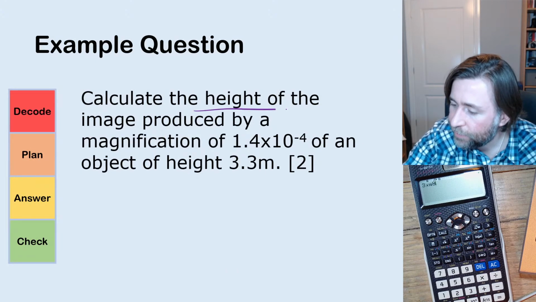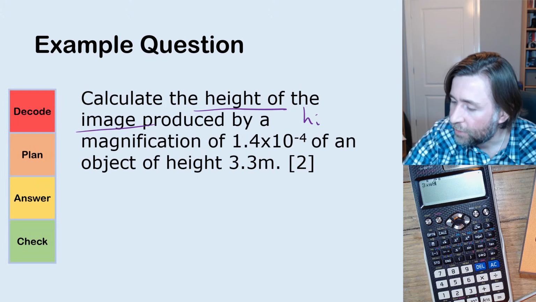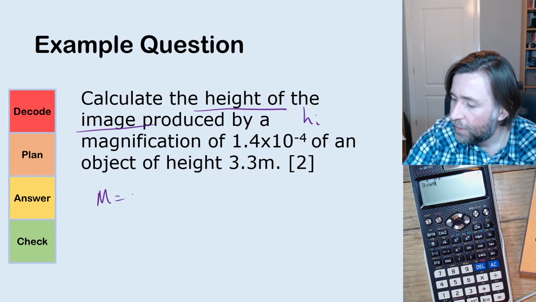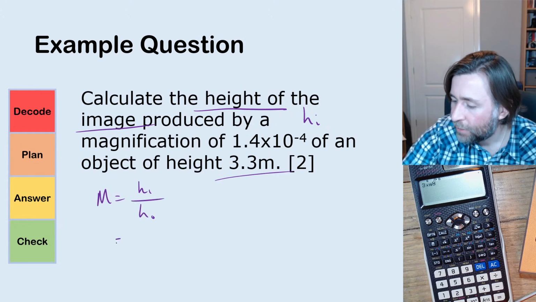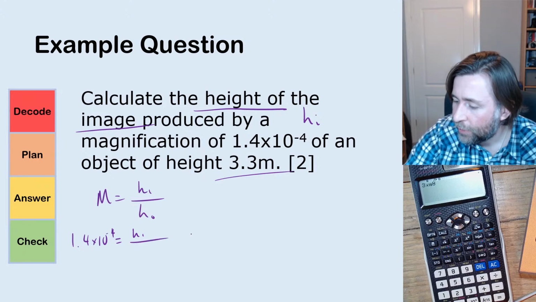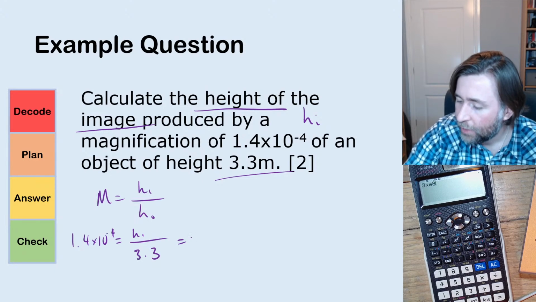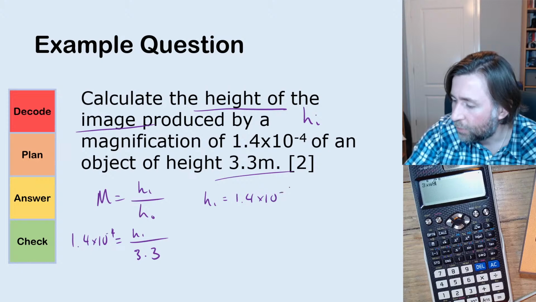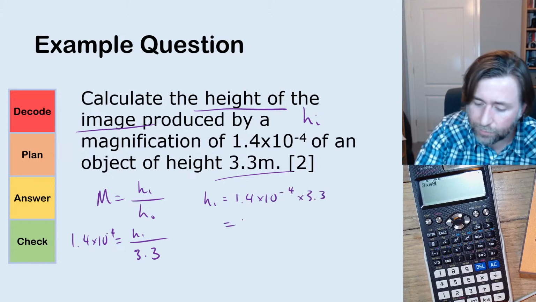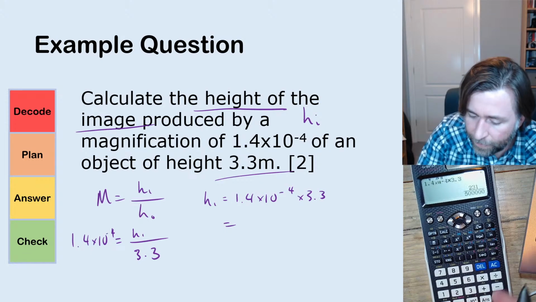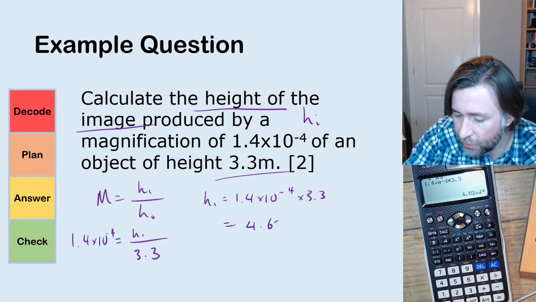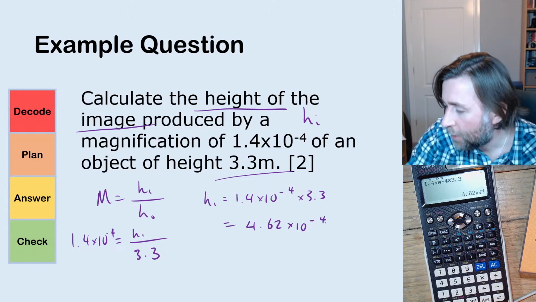Okay, how to do the calculation then. Calculate the height of the image, that's hi in the equation, produced by a magnification of this, by an object of height this. Go ahead and write out your equation. Now substitute numbers in: 1.4 times 10 to the minus 4. Height of the image is what we want, and the object is 3.3 meters. So the height of the image is 1.4 times 10 to the minus 4 times 3.3, which is 4.62 times 10 to the minus 4 meters.